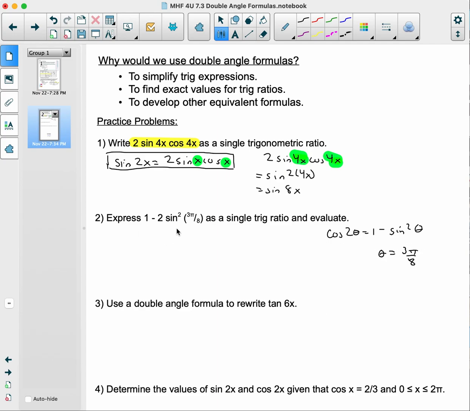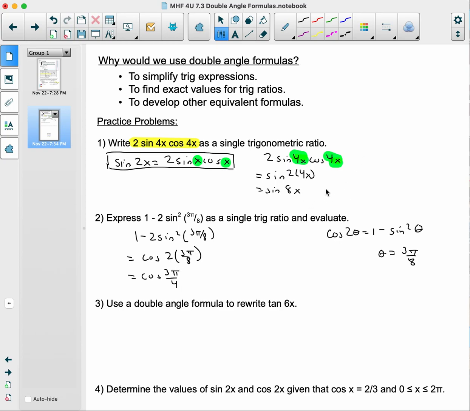So I could rewrite this thing as the cos of 2 times 3 pi over 8. And as long as we multiply our fractions correctly, I'm going to find out that that's the cos of 3 pi over 4.